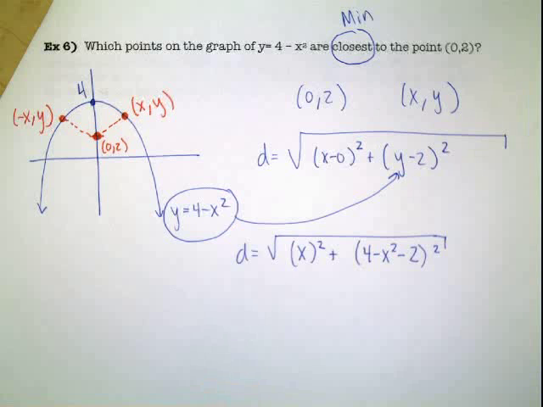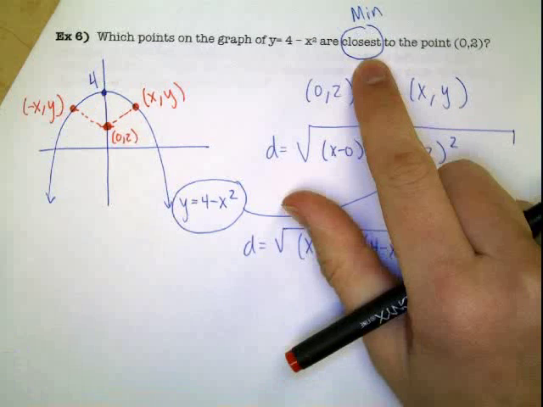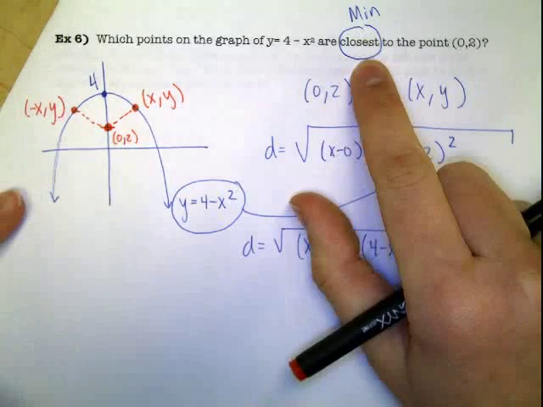Alright, we started example 6 in class, but we never got a chance to finish it, so we're going to go ahead and finish it up now. Example 6 said, which points on the graph of y equals 4 minus x squared are closest to the point 0, 2? Closest is referring to a minimum value, and here's 0, 2.